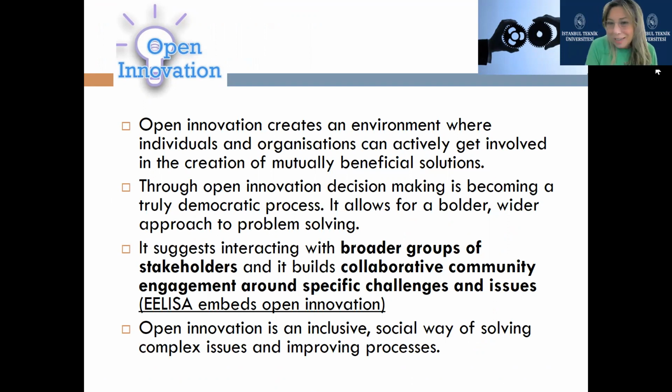It affected our decision-making processes. It made decision-making more democratic, more inclusive, and allowed using the mind of everyone, so it provided a wider approach to problem solving, because we have so many more problems than before. And the creation of mutually beneficial solutions is enabled by the active involvement of individuals and organizations. The keyword is broader groups of stakeholders and collaborative community engagement around specific challenges and issues.